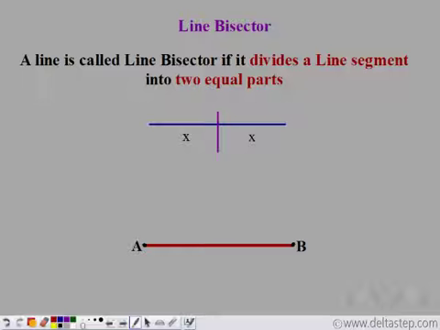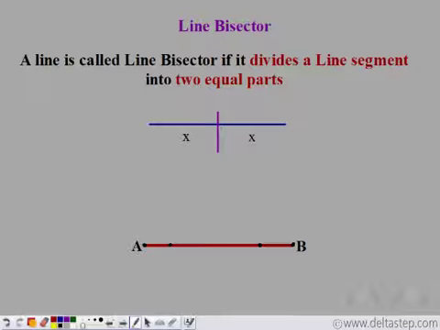So, say I take a point here. Now, if the line bisector passes through this point, it will not divide AB into two equal parts because this is much less compared to this. So this point is closer to A as compared to B. So it does not divide AB into two equal parts. If I take a point here, then this point is closer to B as compared to A. So any line through this point cannot be a line bisector.